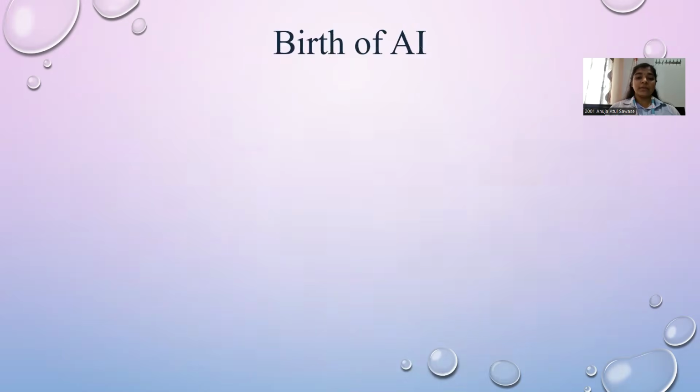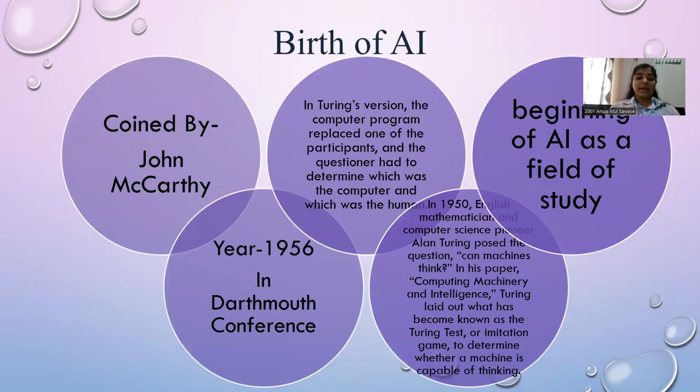Then next is birth of AI. AI was coined by John McCarthy in the year 1956 at the Dartmouth Conference. In Turing's version, the computer program replaced one of the participants and the questioner had to determine which was the computer and which was the human. In 1950, English mathematician and computer science pioneer Alan Turing posed the question, can machines think? In his paper Computing Machinery and Intelligence, Turing laid out what has become known as the Turing test, or imitation game, to determine whether a machine is capable of thinking. It was the beginning of AI as a field of study.